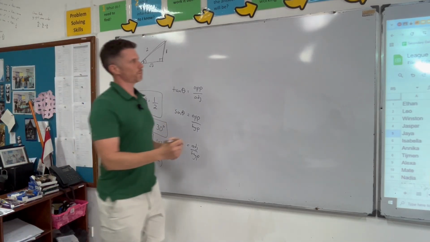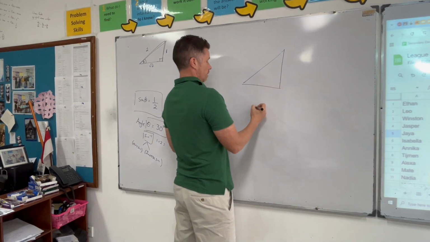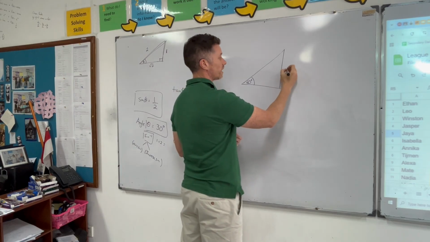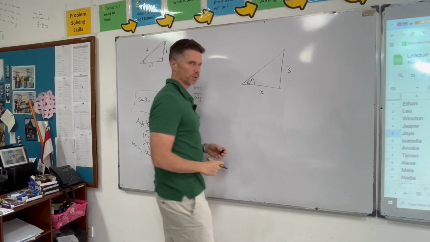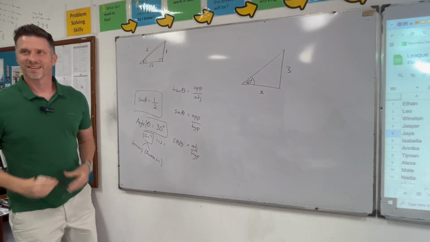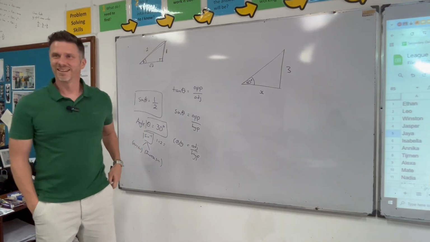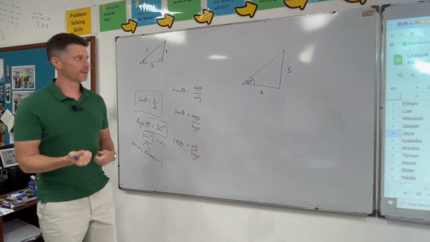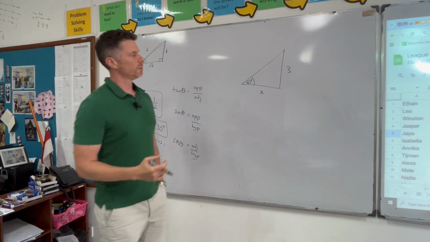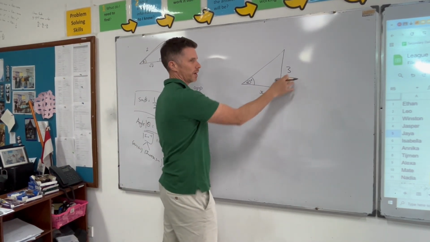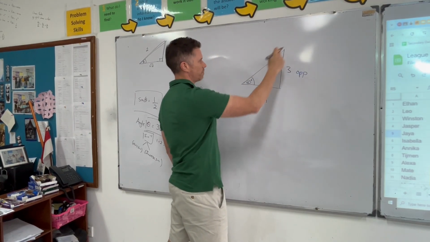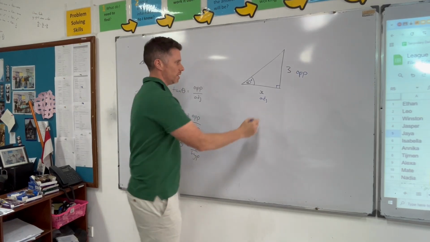Okay, so let's look at an example of what you're going to see in a second. Let's say we are given an angle, 60 degrees. We have a side, 3, and we want to just find what x is over here. Well, the first thing I would do is, what two sides do I have? I have the opposite over here, and I have the adjacent over here. Not the hypotenuse. We don't have that.